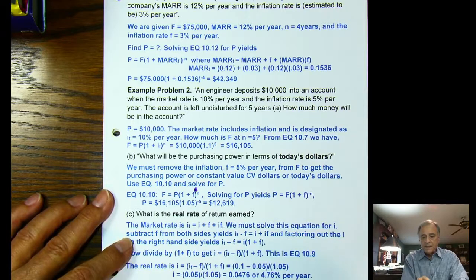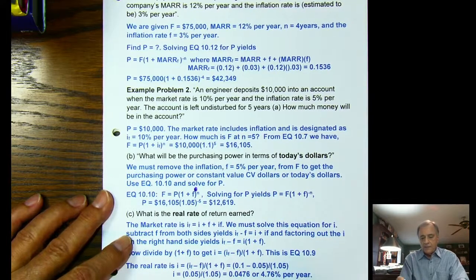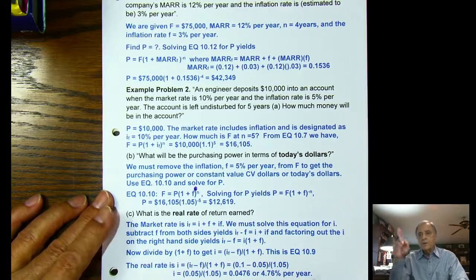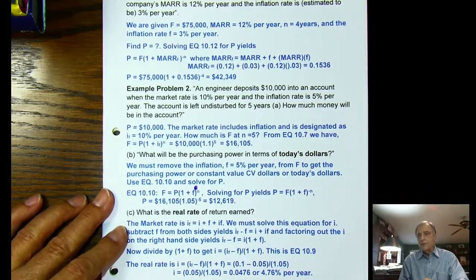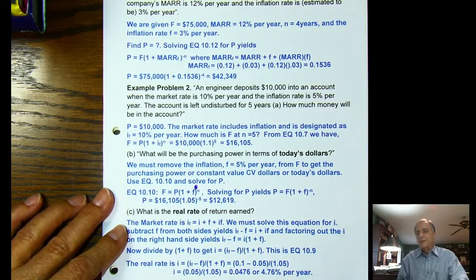Equation 10.9 says I equals I sub f minus f divided by 1 plus f. And so we have 10% minus 5% over 1.05, which is 1 plus f. Or 0.1 minus 0.05, that's 10%, 5%, and 1 plus 5%. And then we do that and we get 4.76%. So that is, quote, the real rate that you're earning above inflation.